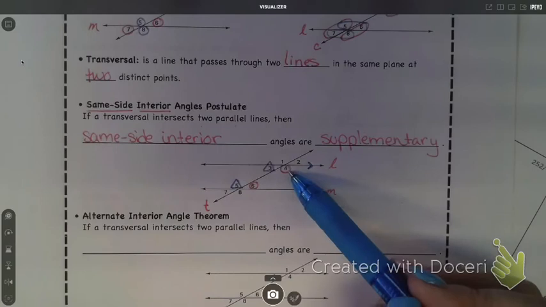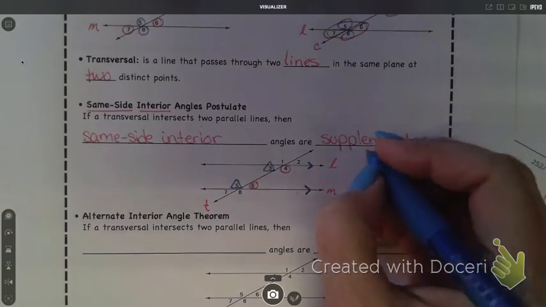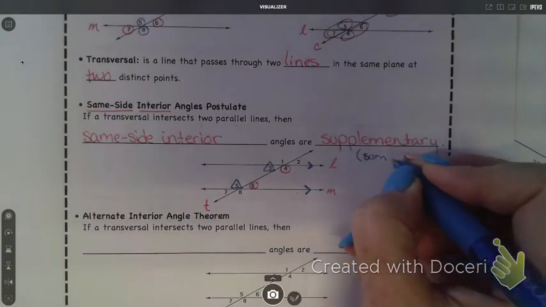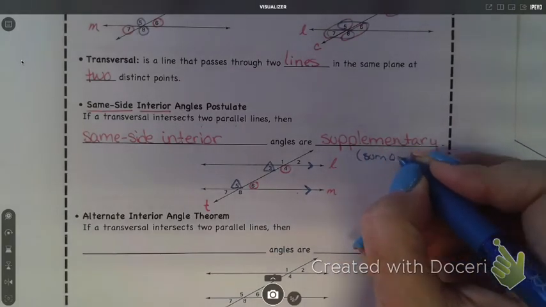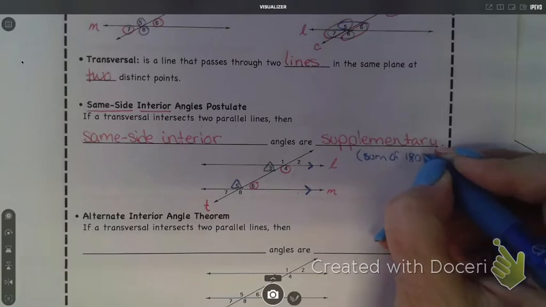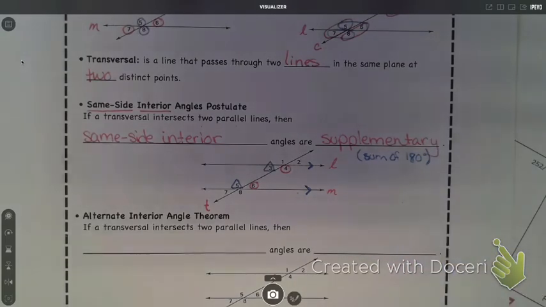Then I know the same side interior angles are supplementary, which means what? Equals 180. Sum of 180. Now, if I know there's a sum, can I set it equal to 180 and find it? Yep. Can I subtract one if I know the other? Okay. There's lots of things we can do to find it.